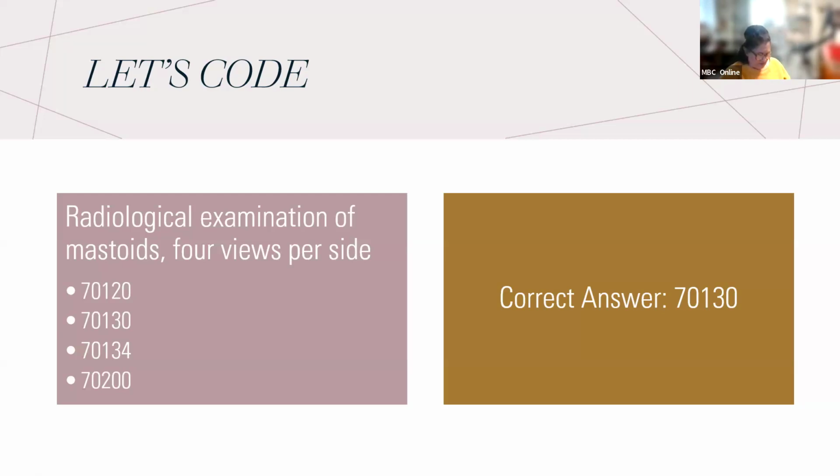What was the other one? 70134. That is internal auditory meatus. That is not mastoids. Now, if you look underneath the 70120, that is radiologic examination of mastoids, minimum 3 views per side. So that means you can't have any less than 3, but you can have more than that. So we have 4. So that's why our code is 70130. Does everybody understand how I got that? Yes, ma'am. Okay, let's do the next one.